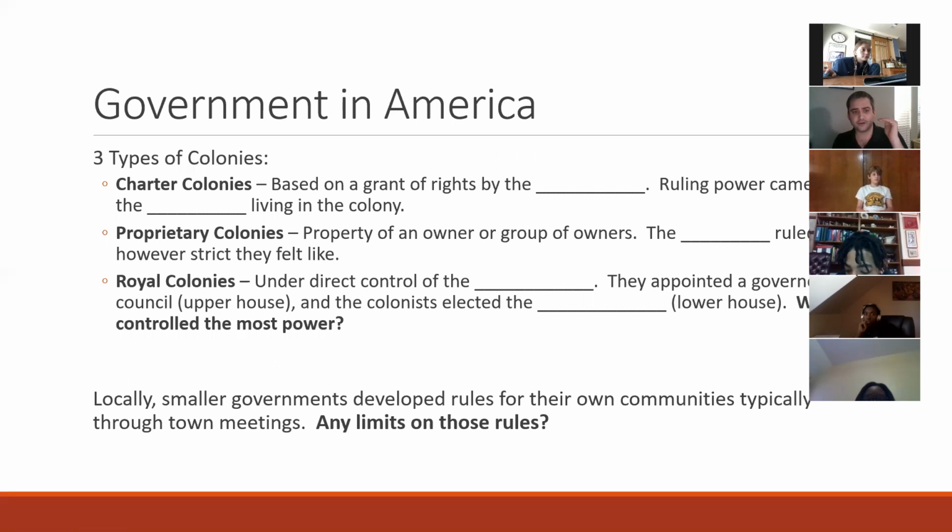Okay. They either live in a charter colony. So this is a colony that has been granted the ability to exist by the king or by the monarchy, and they can operate within some rules from that. You have proprietary colonies, which are for the purpose of making money. Okay, and so the owners set the rules there. And then you have the royal colonies that are under the direct control of the king.